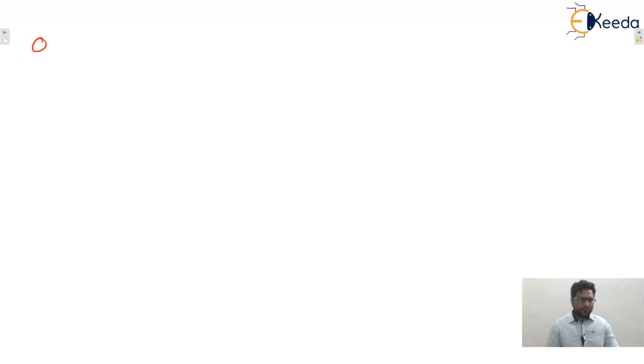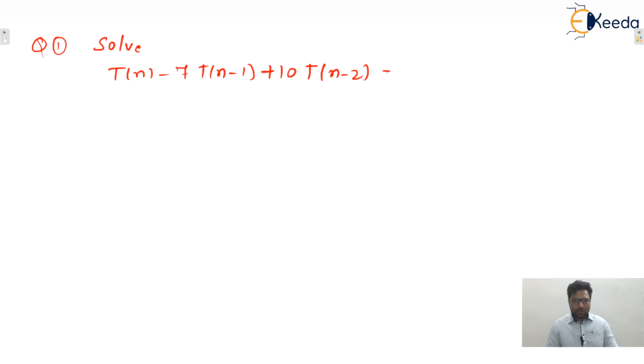Let us consider the first question. Let's say this is the given question. Solve T n minus 7 T n minus 1 plus 10 T of n minus 2 equals 8n plus 6, isn't it? Let's say initial conditions are also given to you: T of 0 is 1 and T of 1 equals 2. So what will be the answer? We'll see one by one.